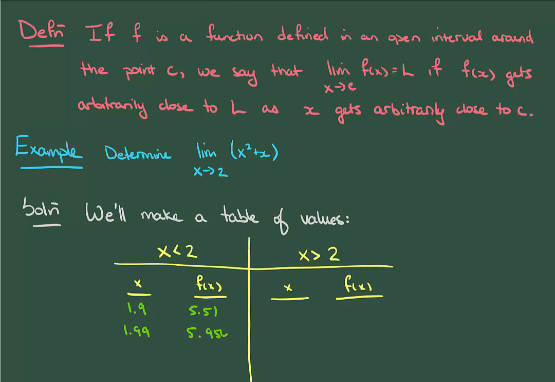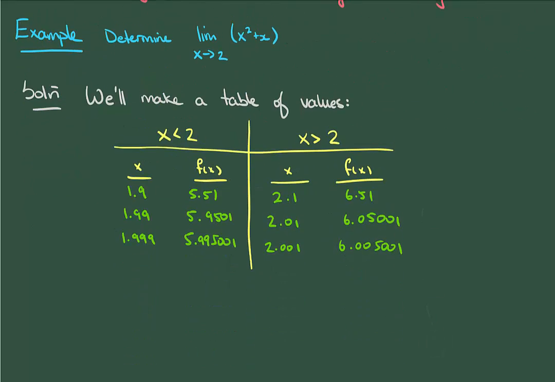So I'm going to plug in numbers which are very close but not equal to the number 2, and see what values our function gives out. What we're looking for here is whether f of x is getting close to one number in particular. If we stare at our table long enough, it looks like it's getting close to the number 6, so that's what we'll set the limit to be.